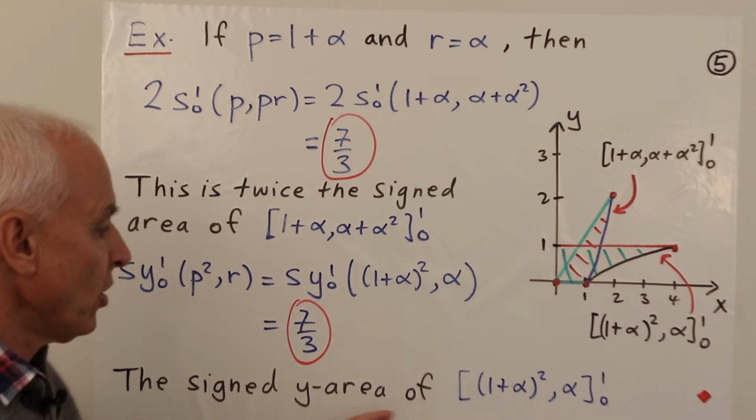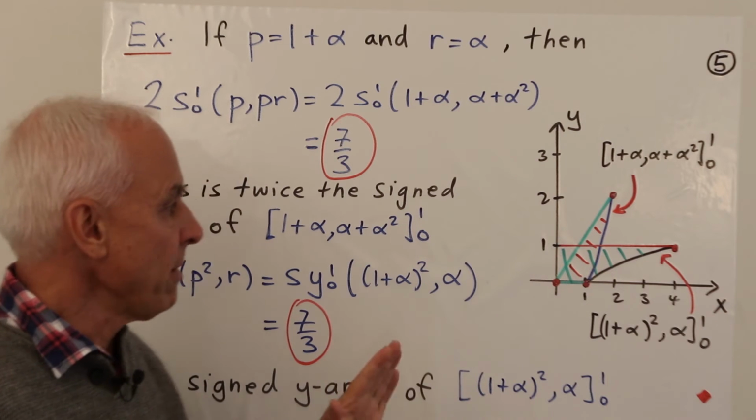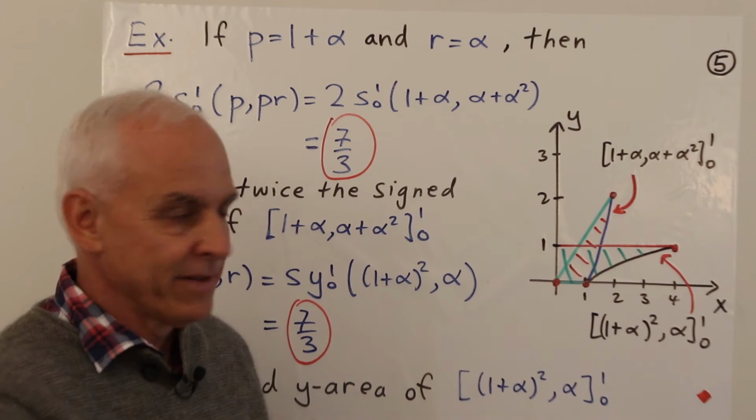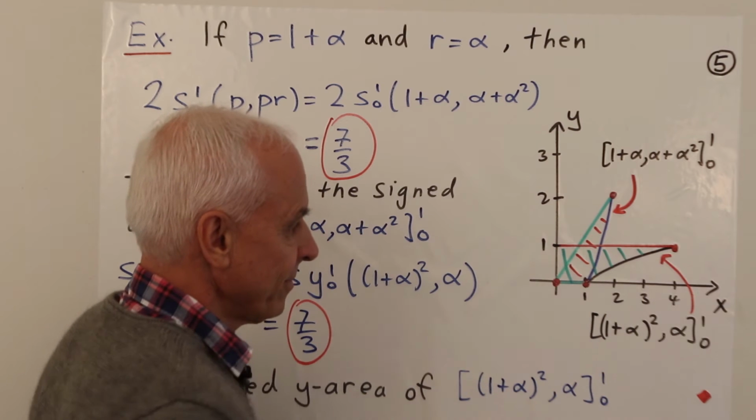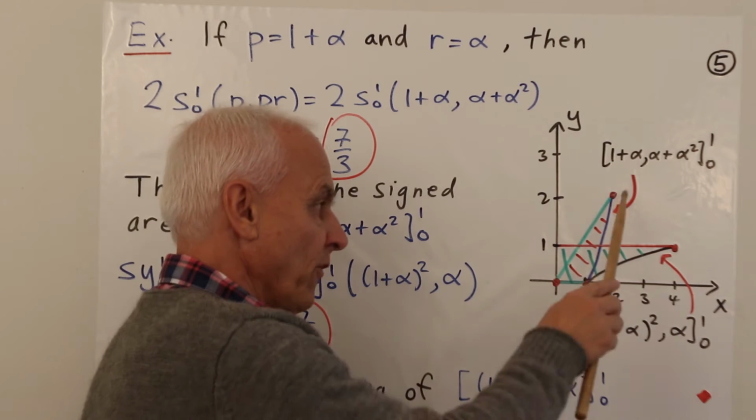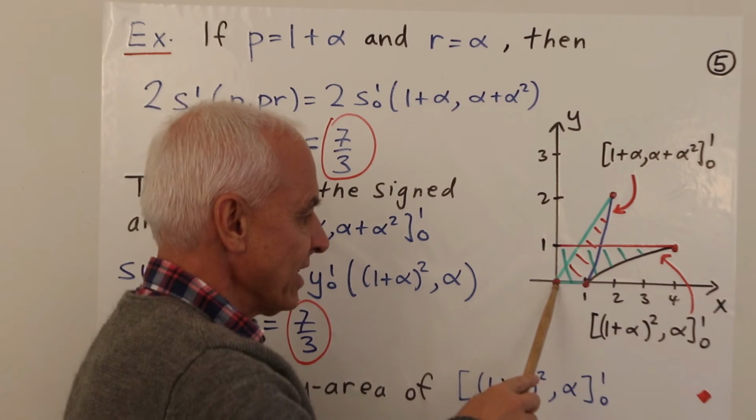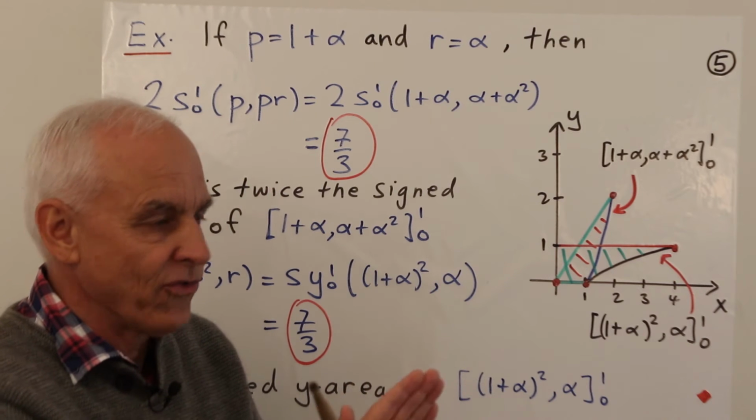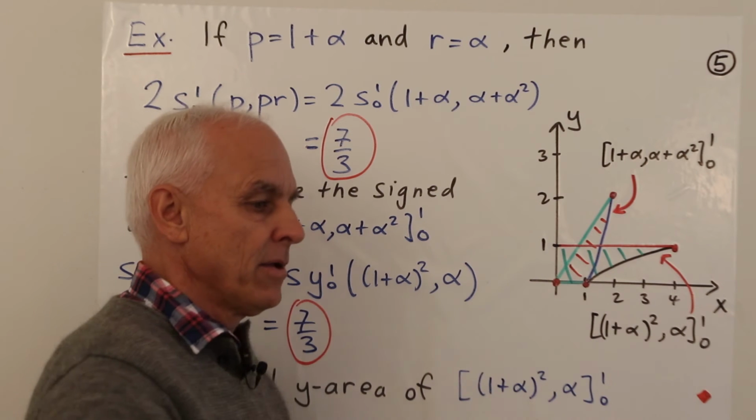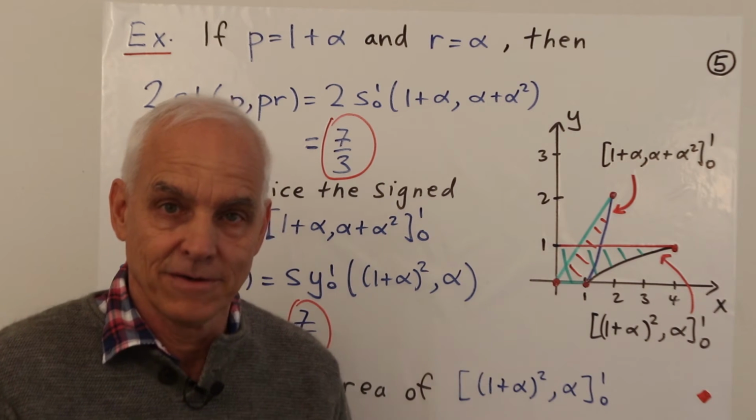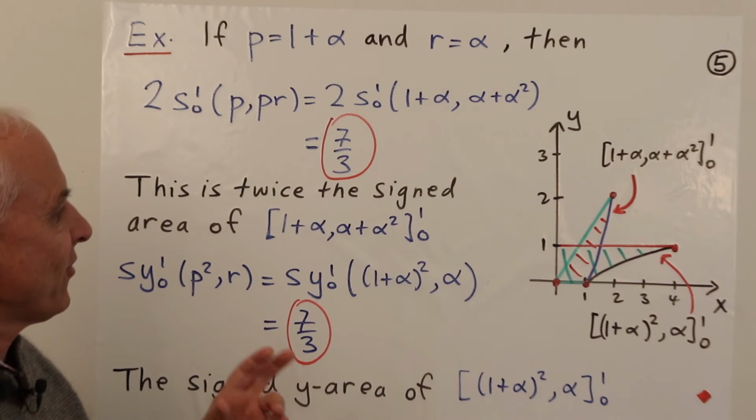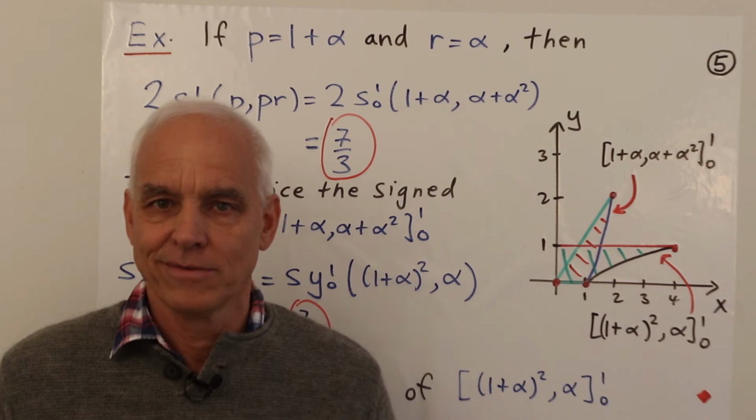That's the signed y area of this curve here. So the claim is that this red area here, if we multiply that by 2, then we get the green area there. And these are different kinds of integrals. First of all, the curves are different. And the first one is a signed area, in the classical sense, subtended by the origin, while the second one is a signed y area between the curve and the y-axis. So we're somehow able to go from one of these to the other by this simple transmutation.